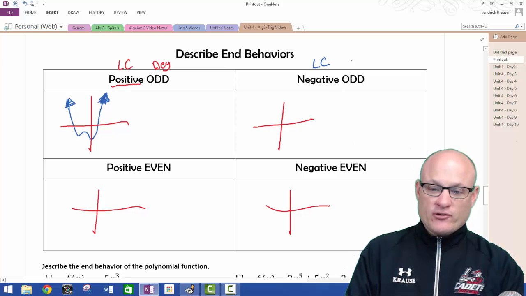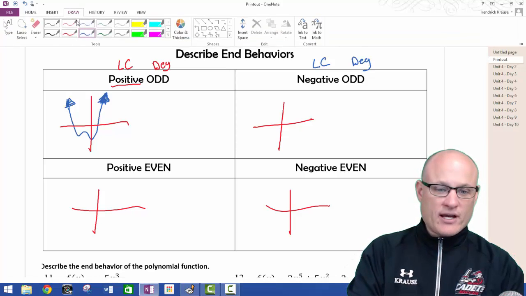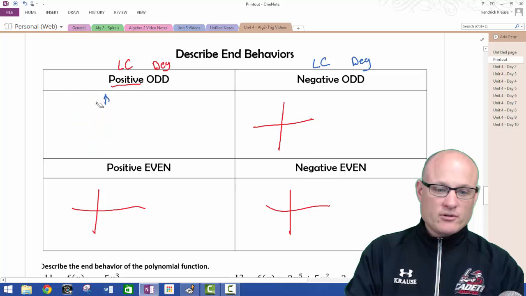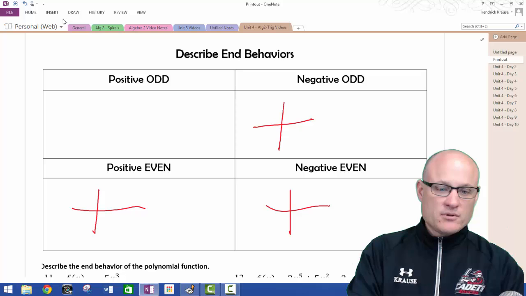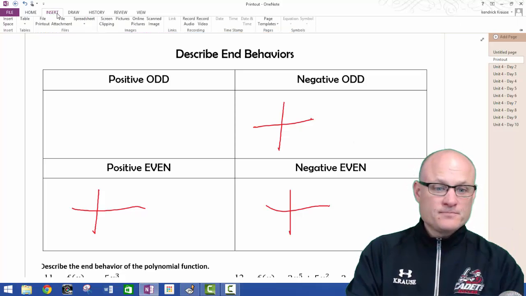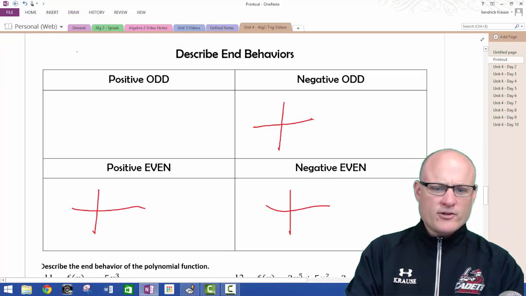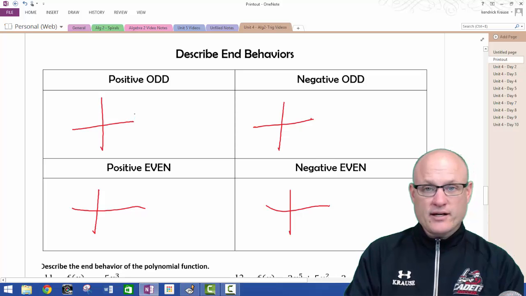Negative. Leading coefficient is negative. The degree is odd. Wait a second here. Let's scratch that. Back up. Reverse. Kind of embarrassing. Gonna have to snip that out. I wonder if I can do that. I gotta check to see if I can do that. I think I can.